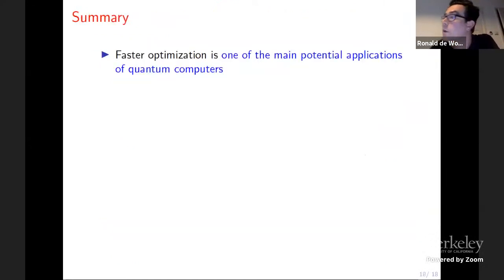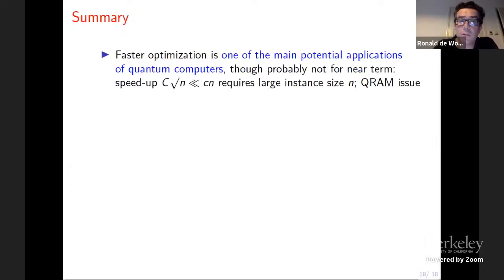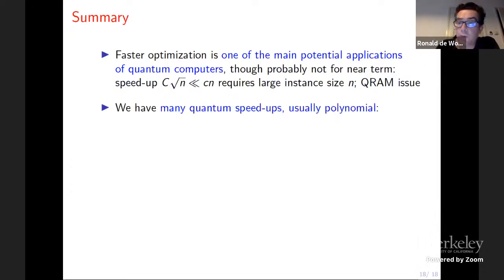So let me go to the summary. I emphasize this: I think faster optimization is one of the main potential applications. Emphasis on the word potential here because of these issues that I mentioned before. Quadratic speedups are not great. You need large instance size. QRAM is an issue. We have many speedups, usually polynomial. I went over some of them in this talk.